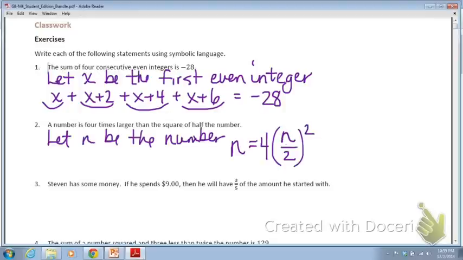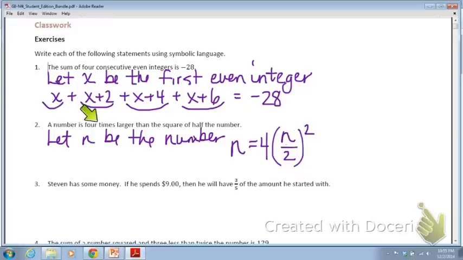Okay, so for number 2, we can let n be the number, or x or y or whatever you want to call it, the number that's talked about in this, because it says a number is 4 times larger than the square of half the number. Okay, so the square of half the number is this part right here. So half the number, n over 2, n divided by 2, or you might have written 1/2 n. And then it says the square of 1/2 the number. So I have to take the whole n over 2 and square it right here.